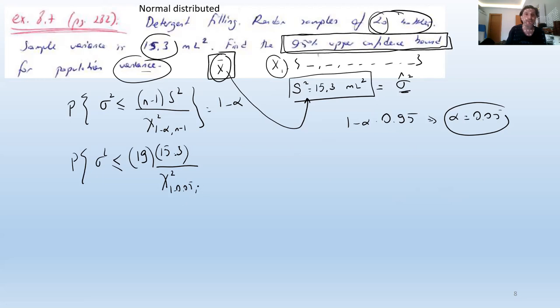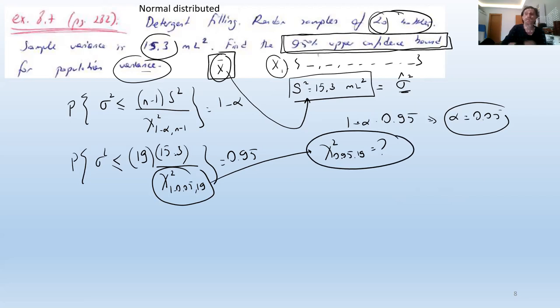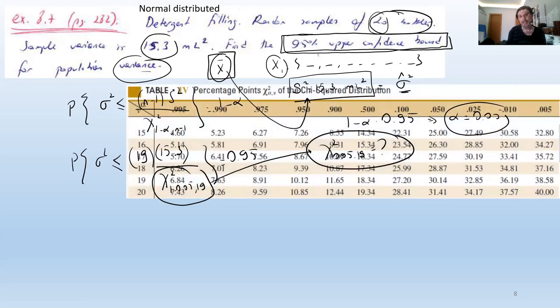Significance level and the degrees of freedom is 90, is going to be equal to 0.95. So we would like to find this quantity. Let's make it 0.95 with 90 degrees of freedom. What is this value? It's going to be 95 with 19 degrees of freedom.